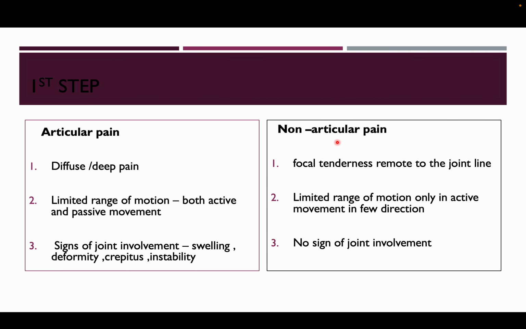In the case of articular pain, there is movement restriction, both active and passive. So what is active and passive? Active is when you ask the patient to do the movements, like ask him to flex the knee, and he will have pain. If you flex the knee for him, it is called passive movement. In articular pain, both active and passive movement will be painful because the joint itself is involved.